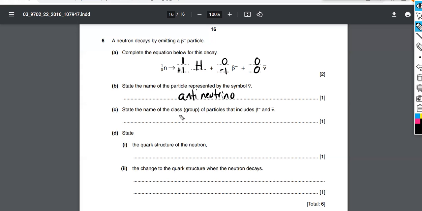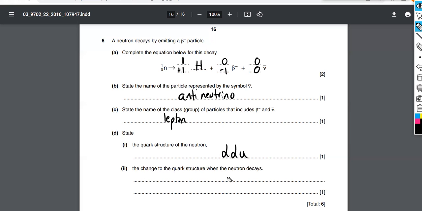State the name of the class or group of particles that includes beta minus and antineutrinos. Those are our leptons. State the quark structure of the neutron. Well, a neutron consists of down, down, up. You might want to write those out, but D for down. So there are 2 down quarks and 1 up quark, those 3 quarks that make up a neutron.